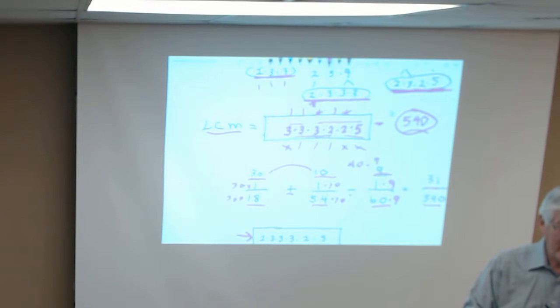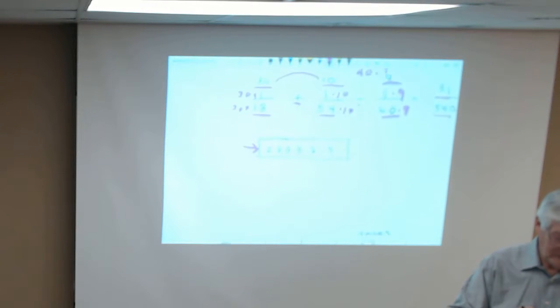Can I reduce that down? Is 31 on your prime number chart? Then you can't reduce it down. See why you want to keep that chart handy? Questions?